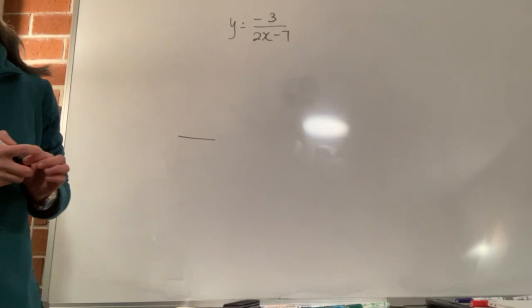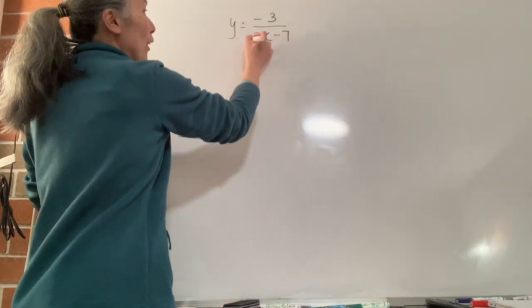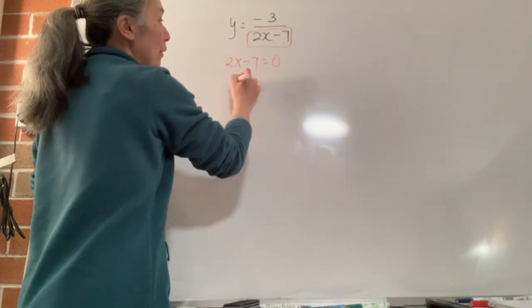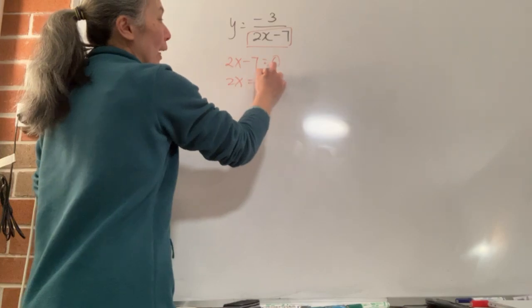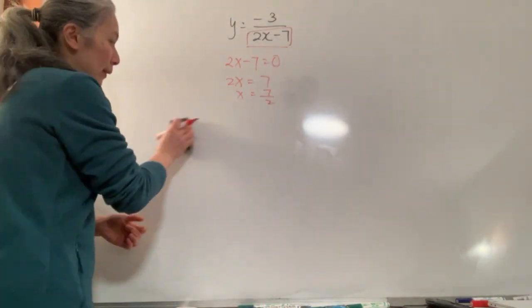Okay, step 1, what do you do? You put the denominator part equal to 0. So you have 2x minus 7 equal to 0, 2x equal to 7, x equal to 7 on 2. So that is your asymptote.